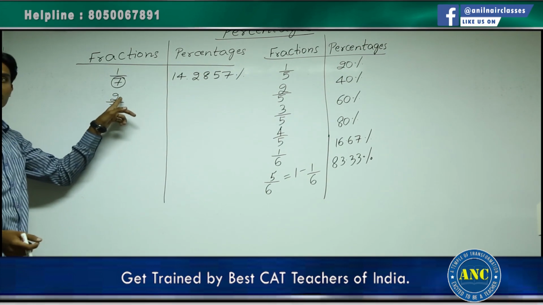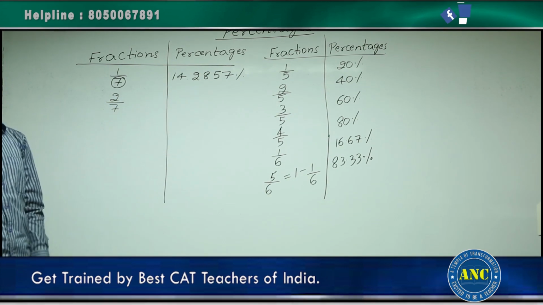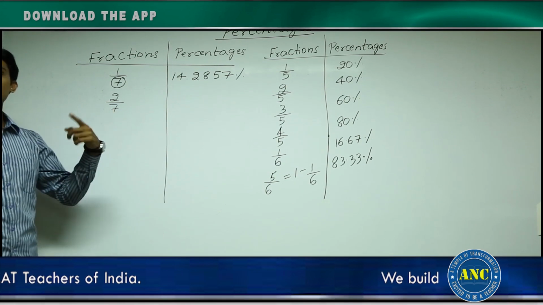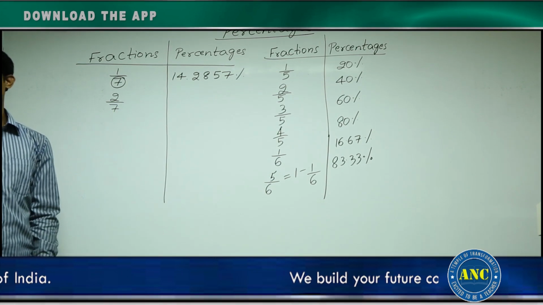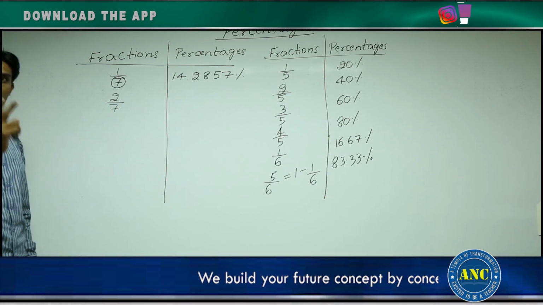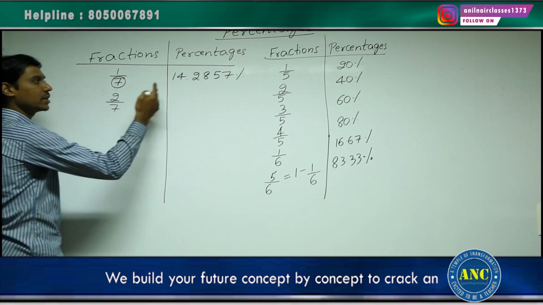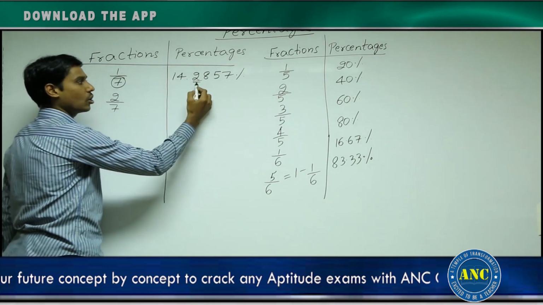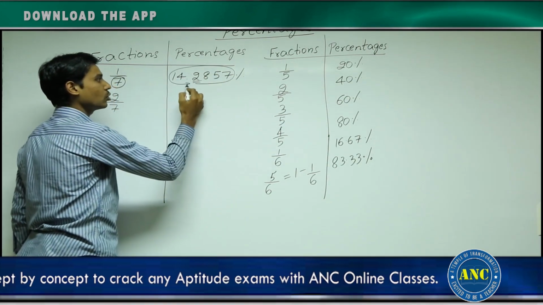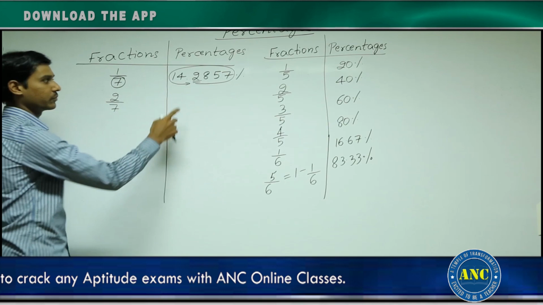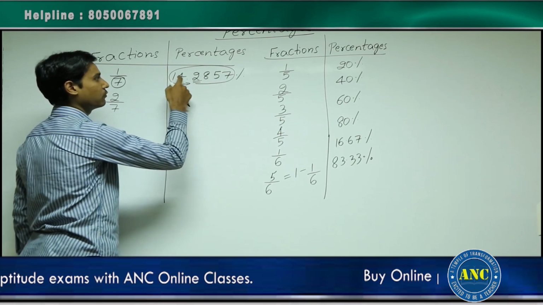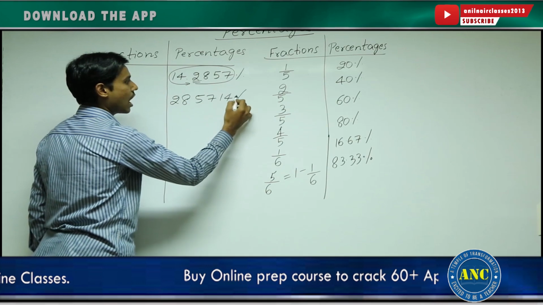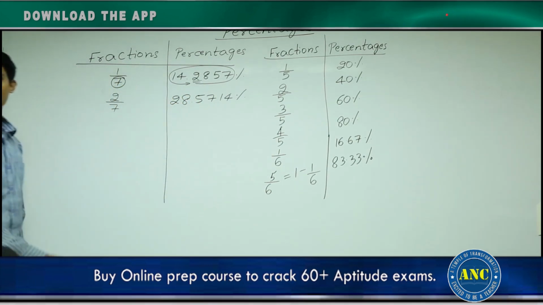How many times will 7 go into 20? It will go only 2 times. 7 into 2 is 14, and 7 into 3 is 21, which will exceed 20. It will go only 2 times. Where is the 2 here? The 2 is present here. Start from 2 and write down in cyclic order. It becomes 285714. 2 by 7 is 0.285714. After two places, keep a decimal point.